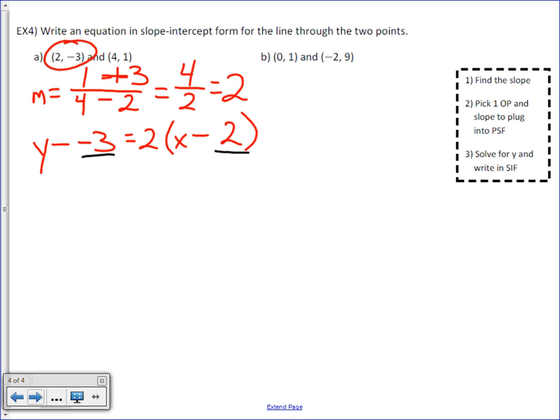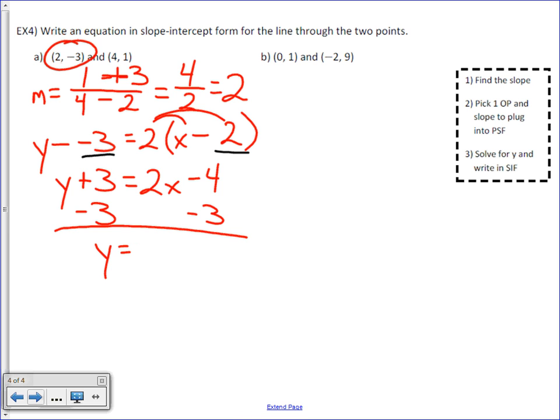Now, two negatives make a positive. So I'm going to go y plus 3 equals, distribute my 2. 2 times x is 2x. 2 times a negative 2 is a negative 4. Last step, subtract 3 from both sides, and you have y equals 2x minus 7. And that's my equation. All right, what I want you to do right now is pause the video and go through and try B, please.